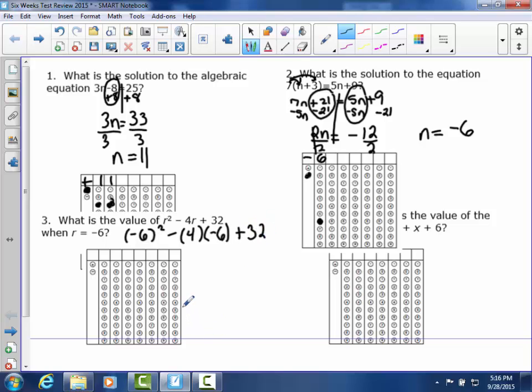Alright, now at this point I would most likely use my calculator to do the calculations, but since I have failed to open that application up, we'll go ahead and work this one out. So negative 6 squared is 36. Negative 4 times negative 6 would be positive 24. And then plus 32. Then we add 36 and 24, and we get 60. And 60 plus 32 is 92. Okay, so that's positive 92, positive 92.